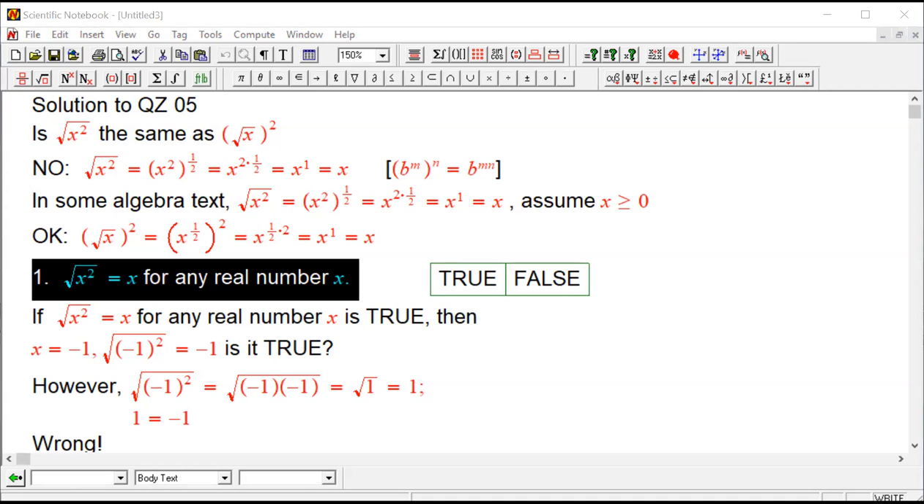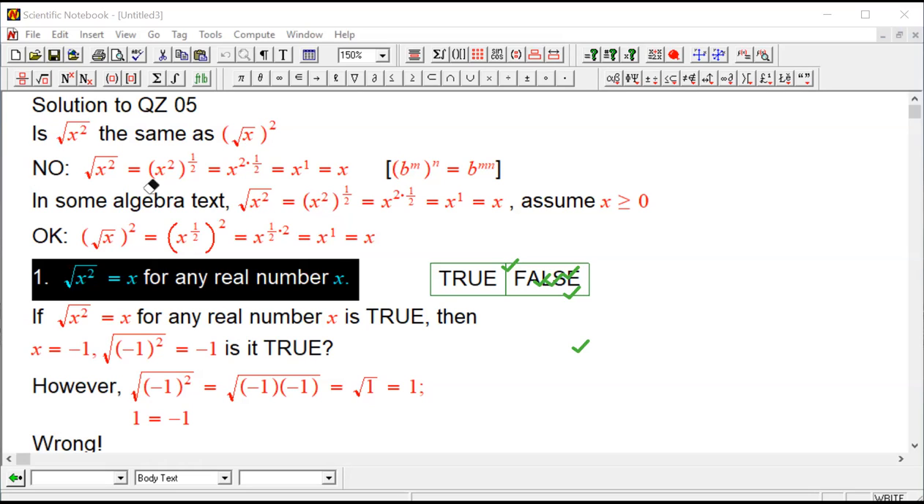Okay, it is false. So I'm going to check this one. It's false. This is a false statement. When will this be true? Only when X is greater than or equal to 0. But we don't have that condition attached to it. It's that for any real number. Therefore, for any real number, it is false.